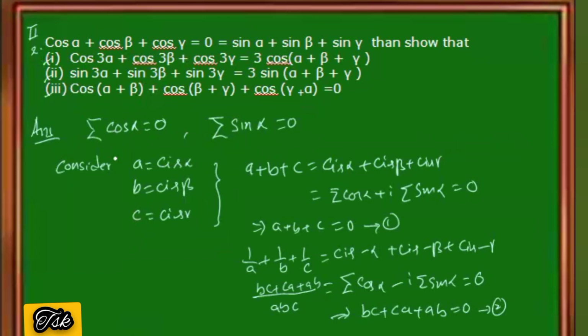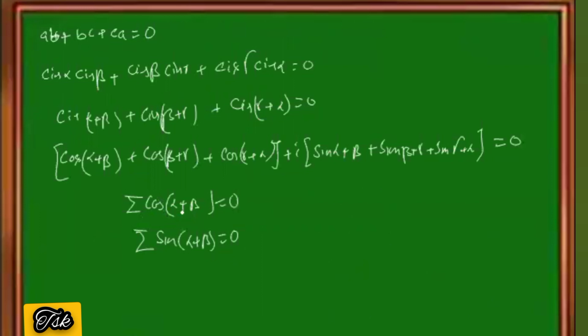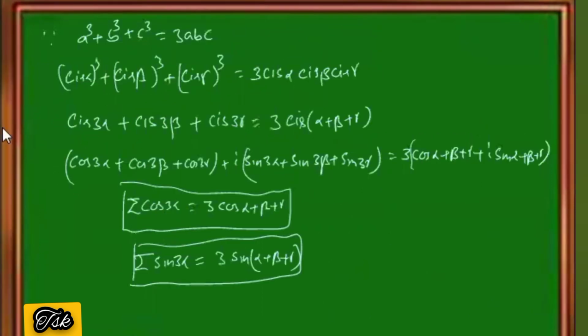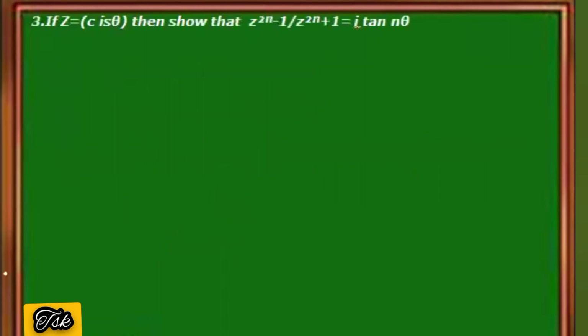Before taking this, we consider a plus b plus c, ab plus bc plus ca, a square plus b square plus c square, and then a cubed plus b cubed plus c cubed is equal to 3abc as the values. So when you consider this, we get sigma cos of 3 alpha is equal to 3 cos of alpha plus beta plus gamma. When you're taking ab plus bc plus ca equal to 0, we get sigma cos of alpha plus beta is equal to 0. Right. Next, if z is equal to cis theta, then we have to prove this.